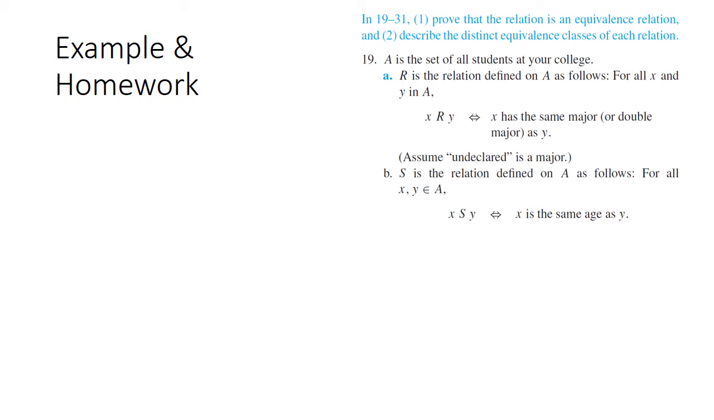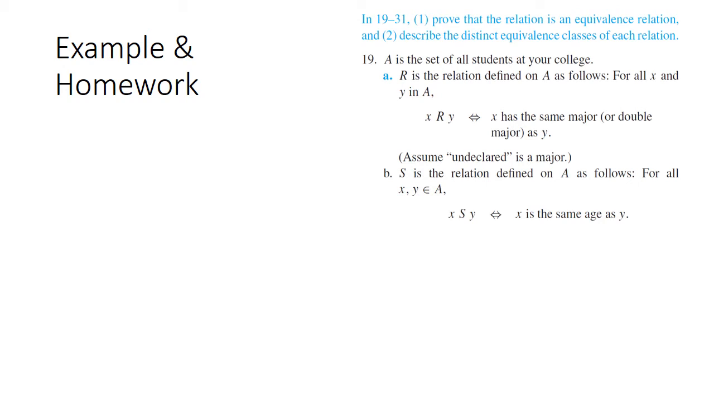Okay, so now let's do a little bit different type of equivalence relation that's not about modulo n. In these problems from 19 to 31, we have to first prove that the relation is an equivalence relation, in other words, prove that it is reflexive, symmetric, and transitive. And then secondly, describe the distinct equivalence classes of each relation, which is what we've been doing before. Okay, so I'm going to do part B here.